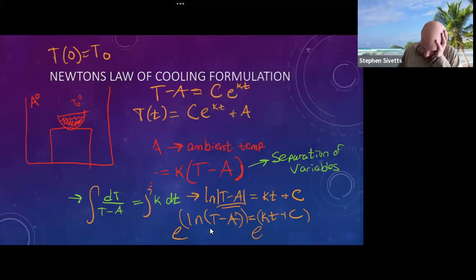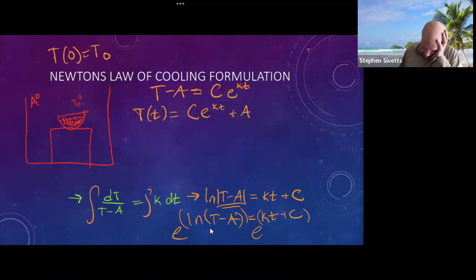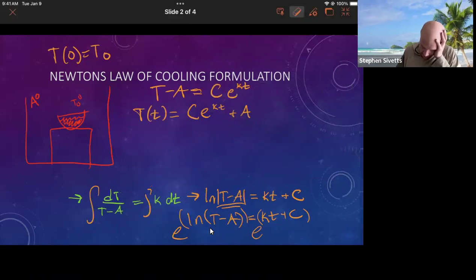Now, since you know that T at 0, the temperature at time 0, equals T naught, T of 0 would equal C plus A equals T naught, which leads to saying that C is equal to T naught minus A.